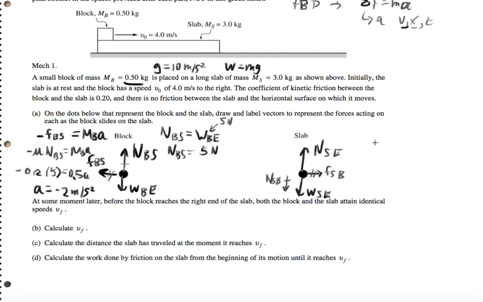Similarly, for the slab, I have a 1 newton friction by Newton's third law. If I have 0.2 times 5, which is 1 newton of friction here, that means I've got 1 newton of friction here. So I have 1 equals 3 times a. And so that's going to give me an acceleration of 0.33 meters per second squared.